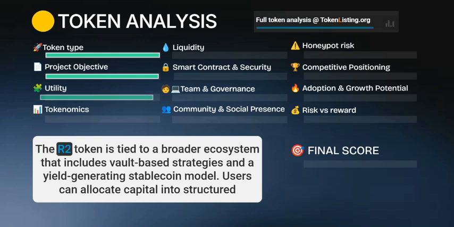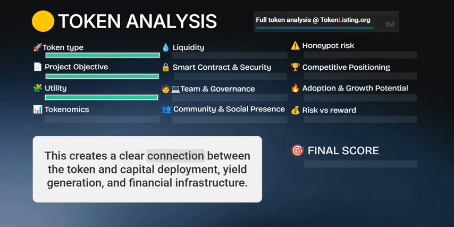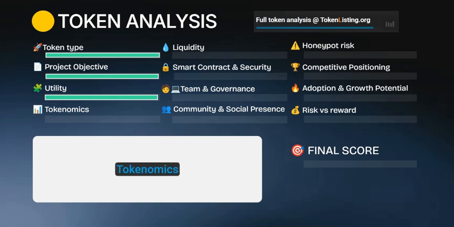Utility. The R2 token is tied to a broader ecosystem that includes vault-based strategies and a yield-generating stablecoin model. Users can allocate capital into structured products with defined risk and liquidity profiles. This creates a clear connection between the token and capital deployment, yield generation, and financial infrastructure.